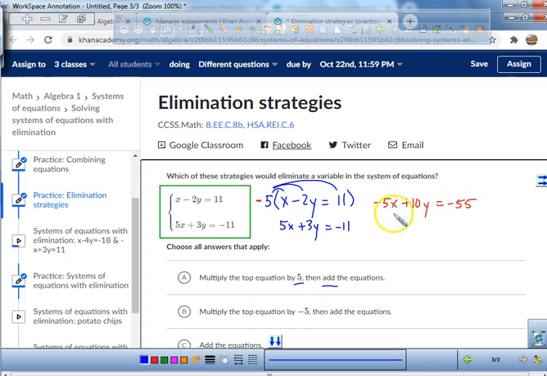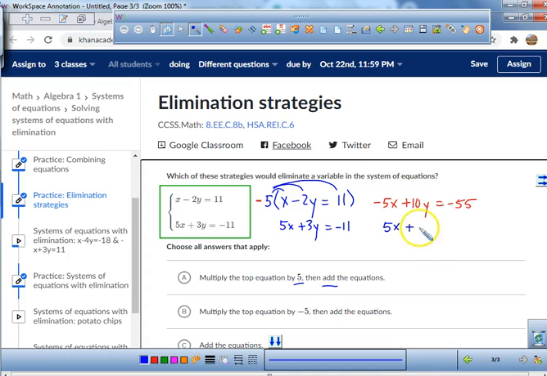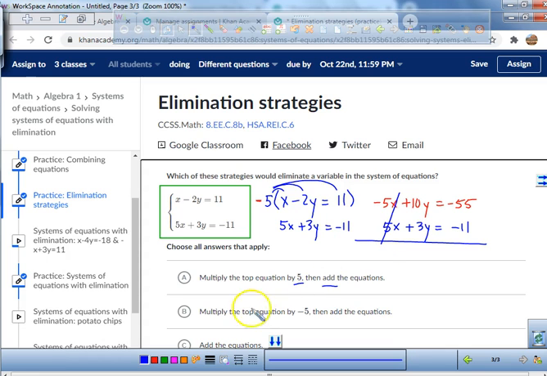Now look what happens, everybody. Not 10y, I apologize. Now, does this eliminate a variable if I add these together? Because what did we do? We multiplied the top equation by a negative 5, then we added them. So I know that this one will work. I actually have to follow the instructions to see if it works.